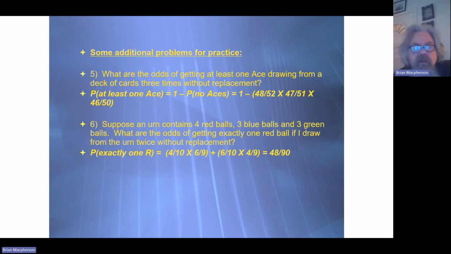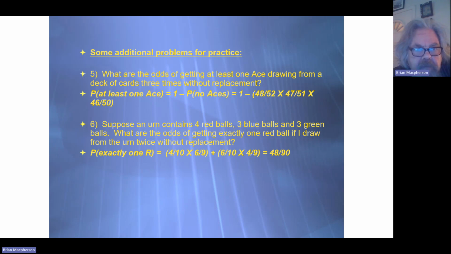Okay, number 6. Suppose an urn contains 4 red balls, 3 blue balls, and 3 green balls. What are the odds of getting exactly 1 red ball if I draw from the urn twice without replacement? Okay, well, in this case, if it's just twice, the probability of getting exactly 1 red will be as follows. It'll be 4 over 10 times 6 over 9 plus 6 over 10 times 4 over 9.